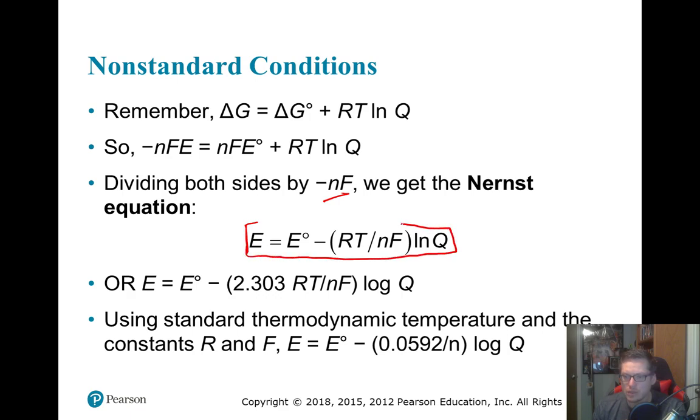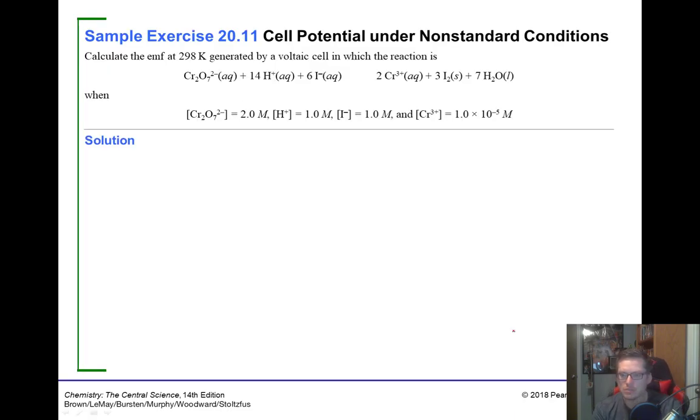It's a way of finding your cell potential given your standard potential and whatever your current conditions are. If we take our R, T and F values and plug them in, at standard thermodynamic temperature constants, we get this. This is the Nernst equation that we're going to focus on here: E equals E standard minus 0.0592 over n times log of Q. Now remember, Q is your reaction quotient, and you calculate Q the same way you calculate K. It's just under the current conditions that you're at. All right, so let's walk through a practice problem here.